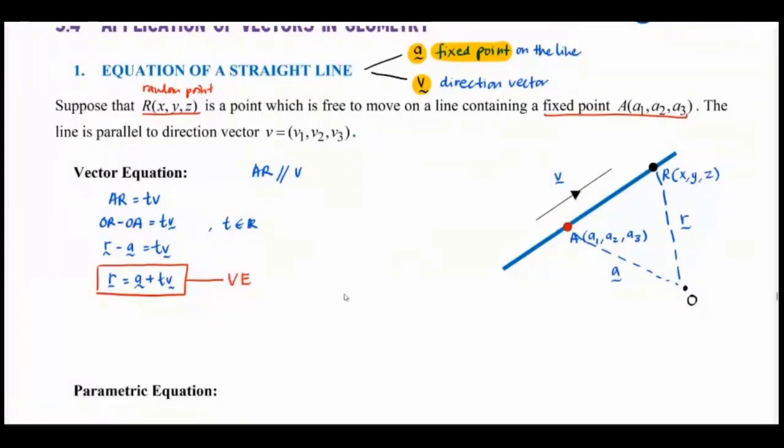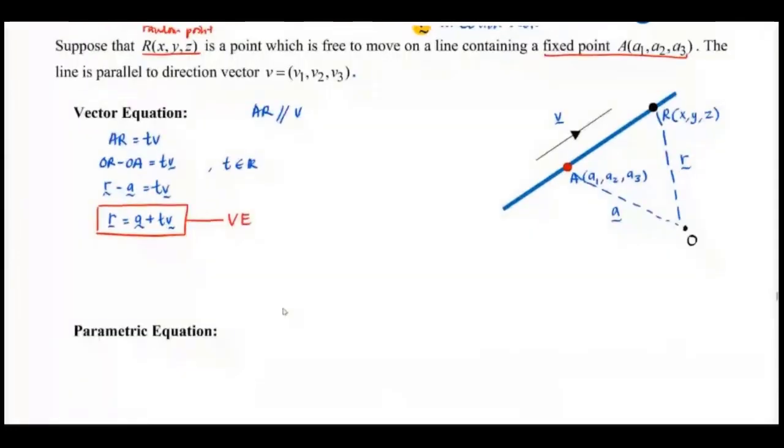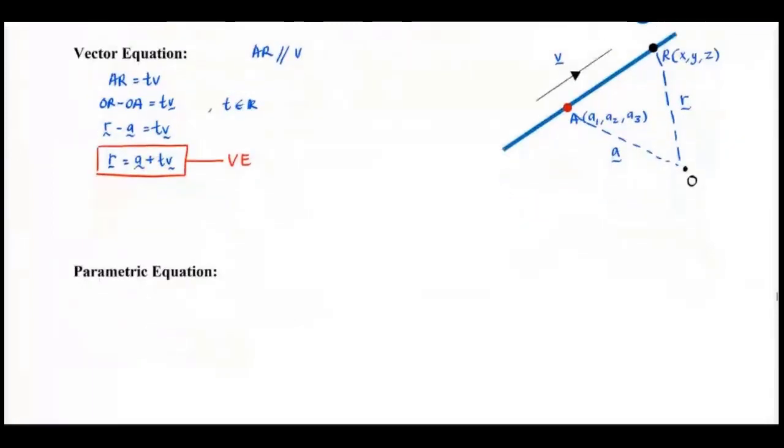Okay, and then to get parametric equation, untuk dapatkan parametrik, kita akan expand R and A dan juga V. Okay, so R kita ada X, Y, Z. So kita akan masukkan dalam ni adalah X, Y, Z for the R, and then for the A, which is A1, A2, A3 plus T, and then our V, which is V1, V2, V3. Okay, so for this one we have to split I then I, J then J, K then K.